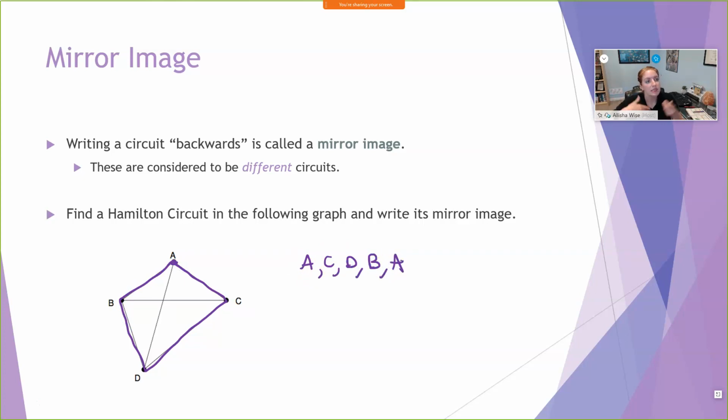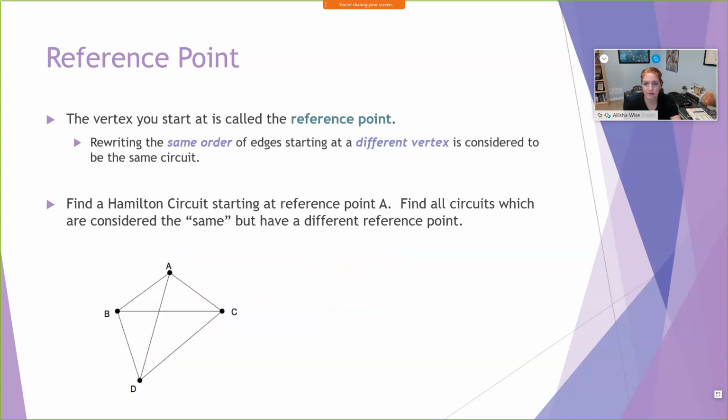Okay, cool. So what would the mirror image of that be? Just write it backwards. So A, B, D, C, A would be how you would write that backwards. Okay. Questions on that? No? Okay. It's probably very straightforward right now.